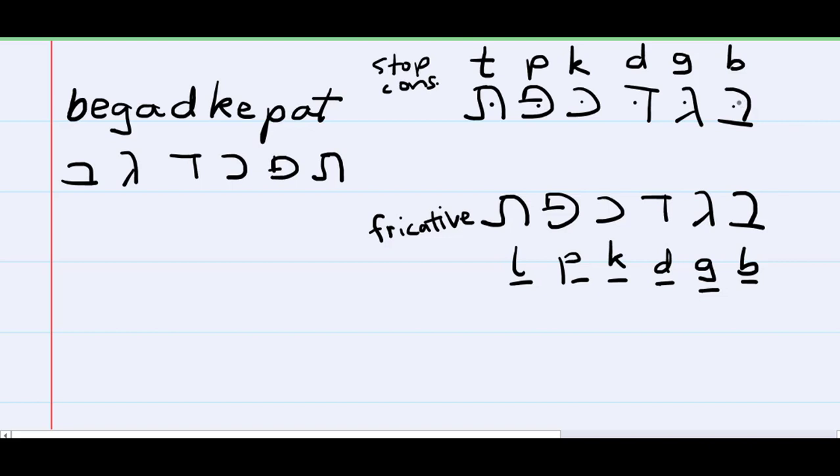With the dot, B versus V. G with the dot, without the dot. It's basically producing the same sound of the hard G, but instead of stopping the air, you're blowing the air through it. Very difficult to do. D with the dot and without, probably the th as in this, that.